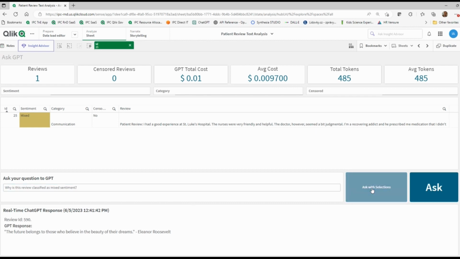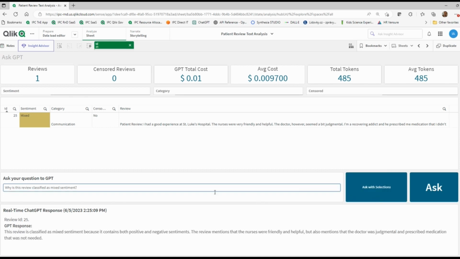Once I click this button, I'm sending this request to the ChatGPT API, and ChatGPT processes the information. I'm also sending this data. That's why we needed to censor it. We send in this data, and then we get the response back. Now we got an answer. This review is classified as mixed sentiment because it contains both positive and negative sentiments. This review mentioned that nurses were friendly and helpful, but also mentioned the doctor was judgmental and prescribed medication that was not needed, which is exactly what is explained.